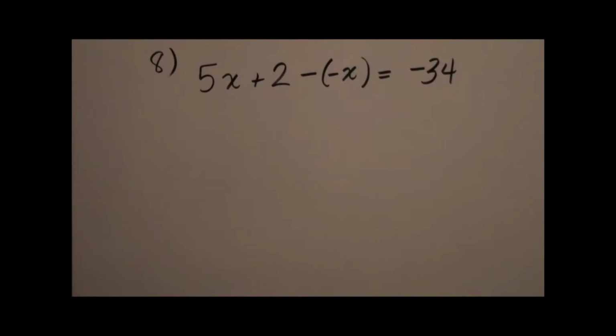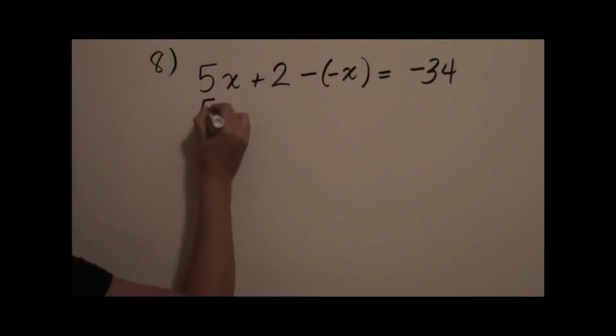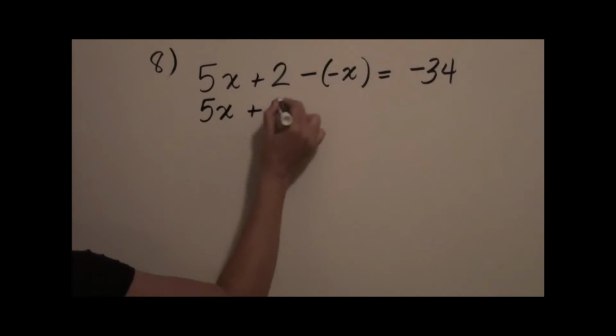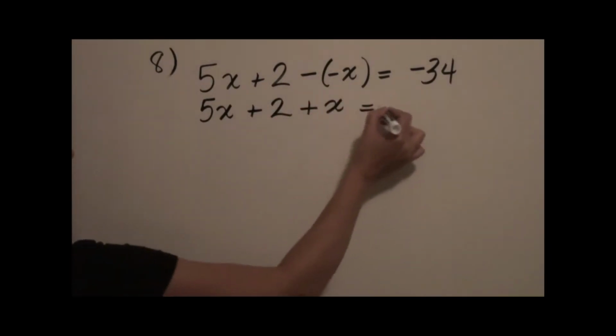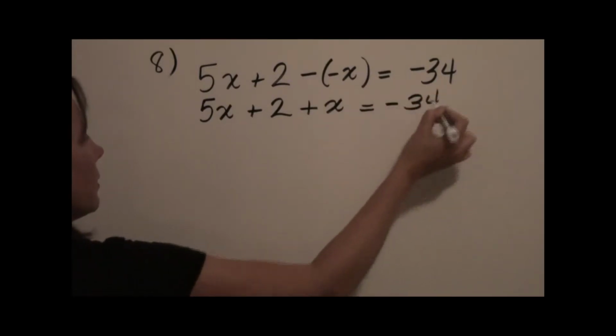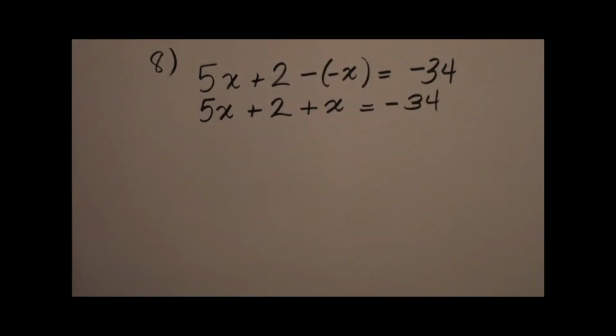Okay, on problem 8, we don't have any parentheses with anything that we have to distribute. We do have parentheses around a negative x, and that's being subtracted. So the first thing we're going to do is just rewrite that subtraction as addition. And we're going to have 5x plus 2 plus positive x equals negative 34. That's the only thing I changed in there, and that's just because that makes it easier for me to deal with that. Now, think about where my equal sign is.